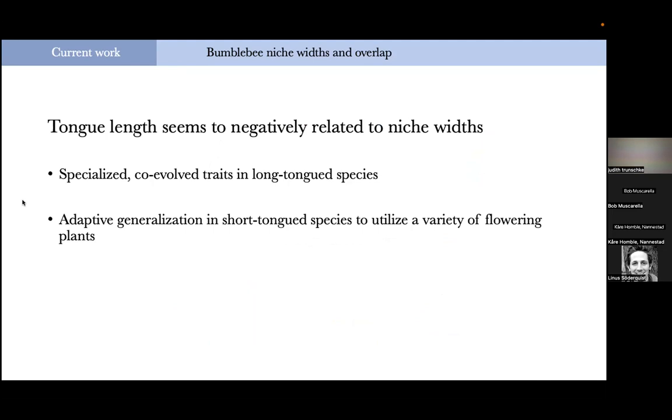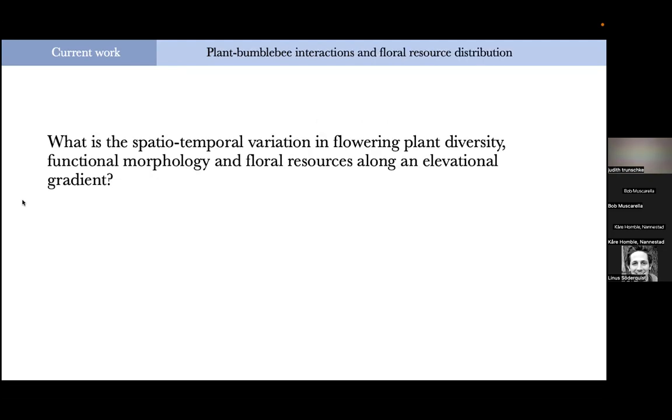And so in conclusion for this part of our research, we can see that tongue length seems to negatively correlate to niche width. In long-tongued bees, they seem to have evolved specialized interactions with plants to avoid competition, whereas there's an adaptive generalization in short-tongued bees, so they can utilize and spread more on different plant species to gain rewards.